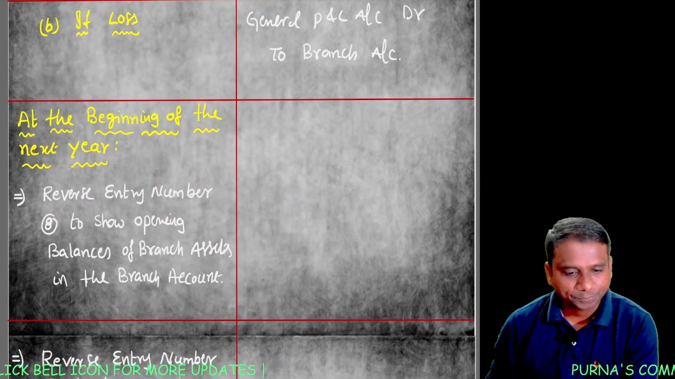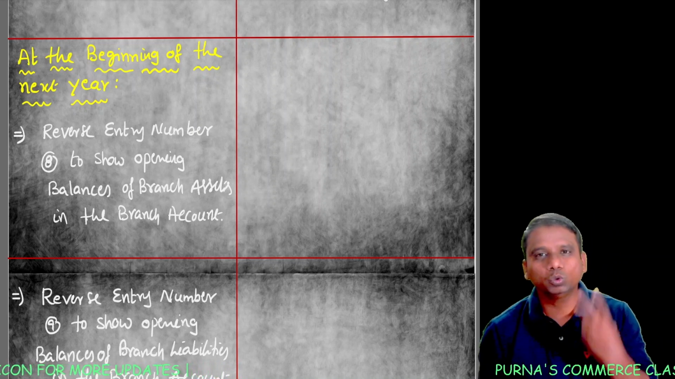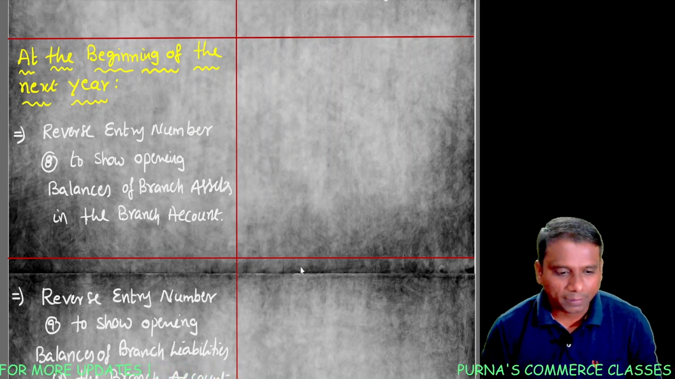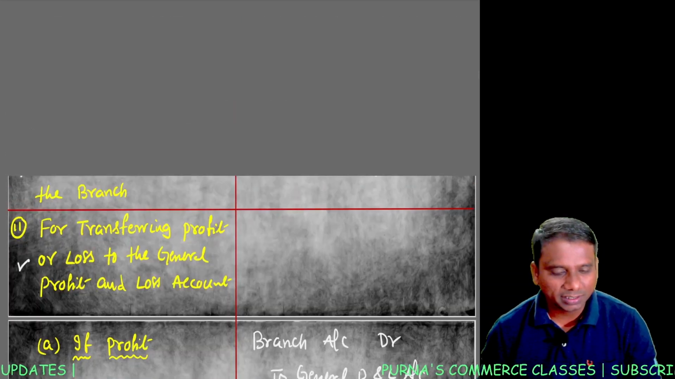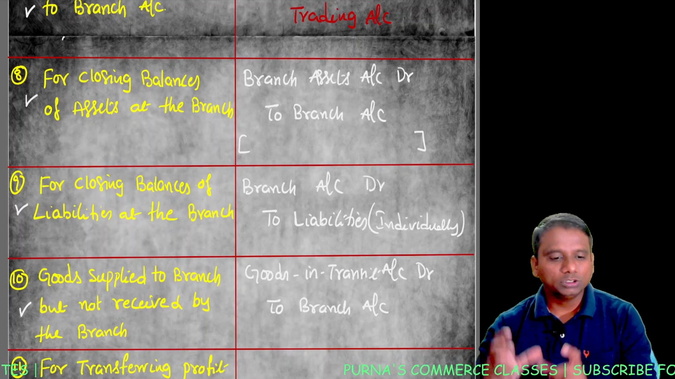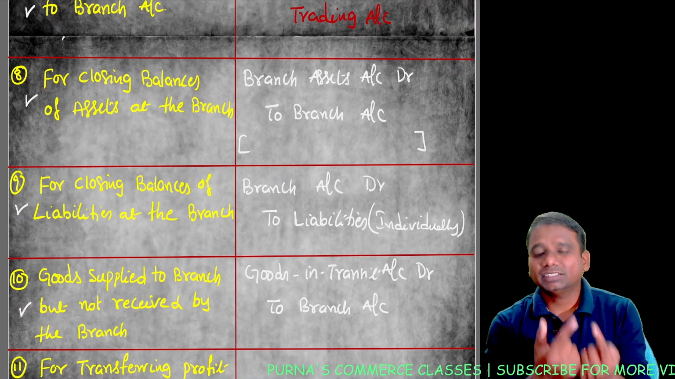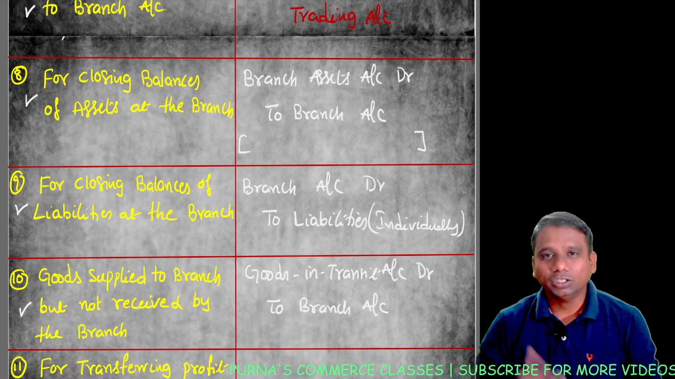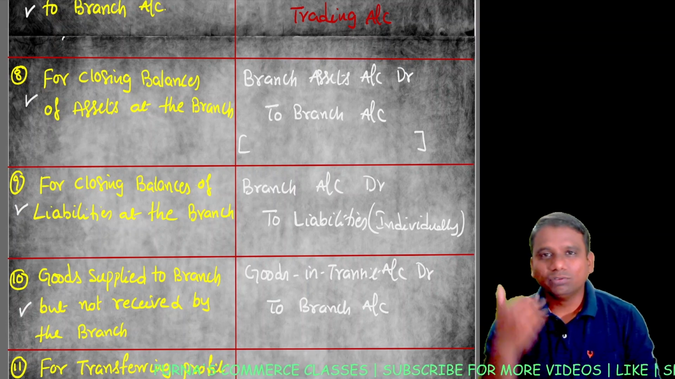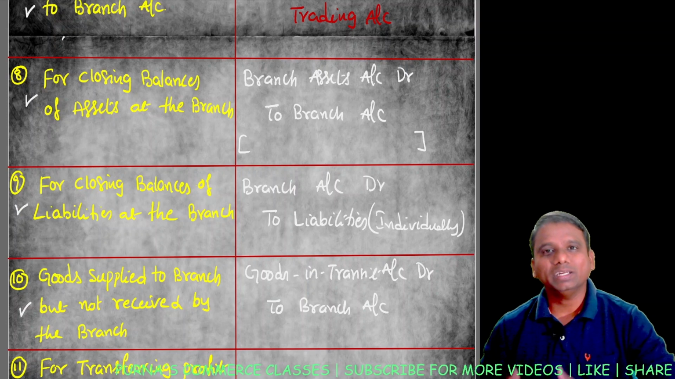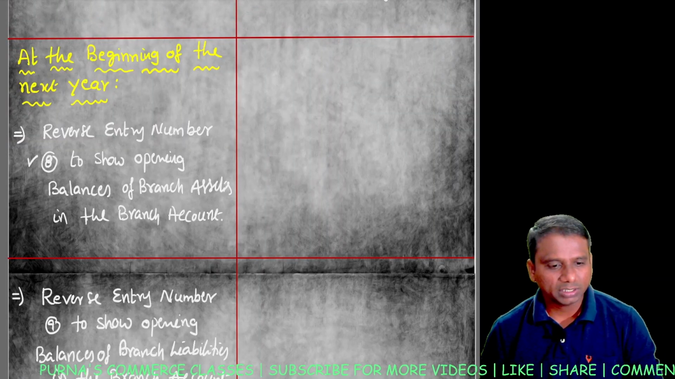Now look at the beginning of the next year. What do we have to do? Two important entries, which are reverse entries. Reverse entry number 8: what is entry number 8 here? It is for closing balances of assets at the branch. The closing balances of assets at the end of the year now become opening balances at the beginning of the year. Whatever entry you wrote earlier is now reversed. Look at the reversal entry.